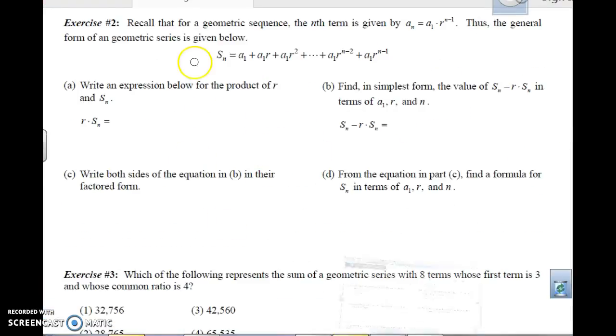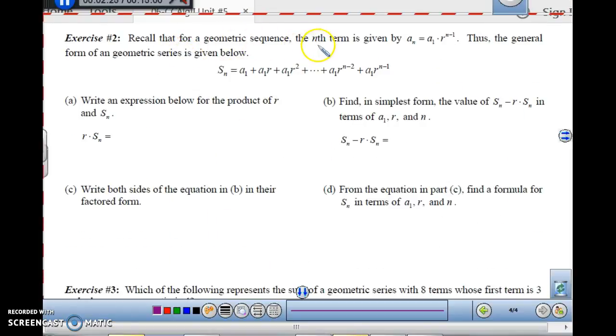Now recall that for a geometric sequence, the nth term is given by a of n equals a of 1 times r to the n minus 1. Now remember, the r is the common ratio, which means what you multiplied by. It is the multiplier.